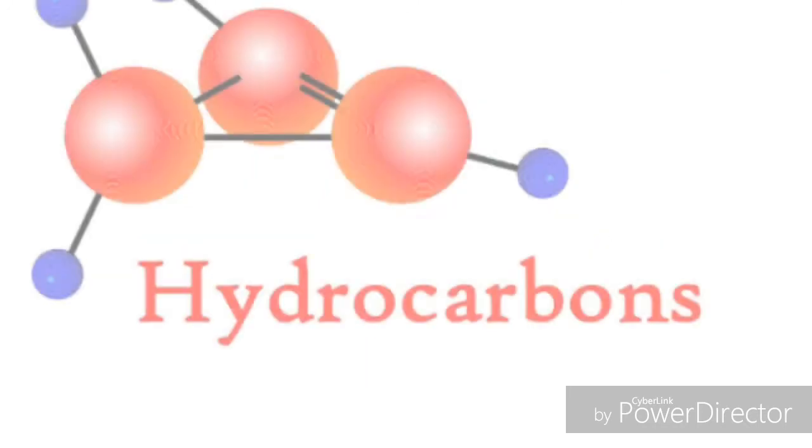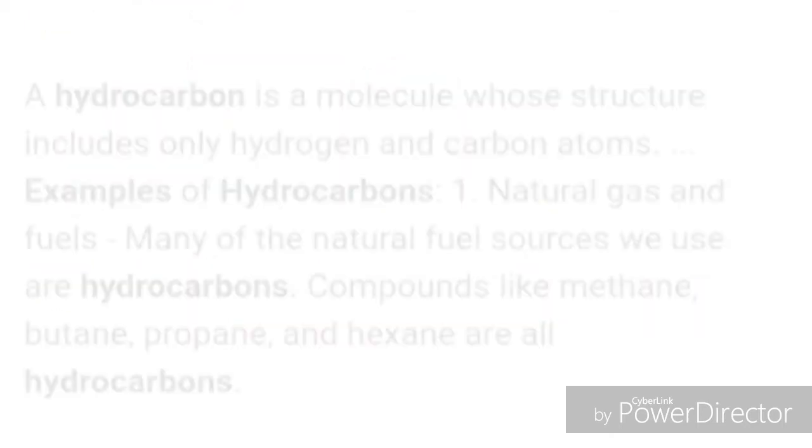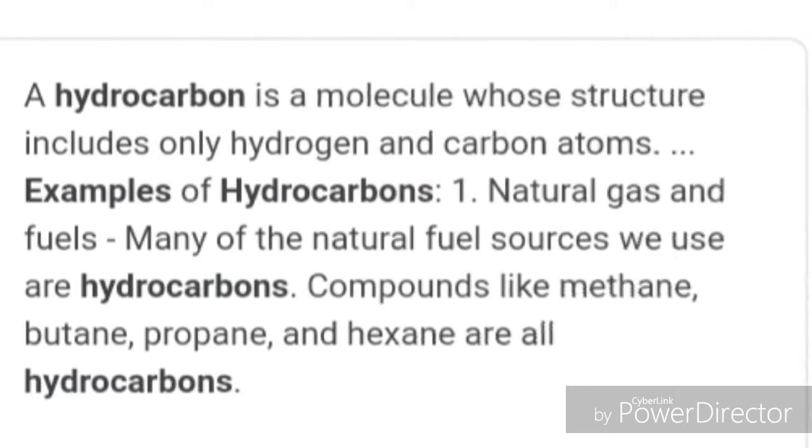In carbon and its compounds, today let us learn about an interesting topic, hydrocarbons. A hydrocarbon is a molecule whose structure includes only hydrogen and carbon atoms. Examples of hydrocarbons: natural gas and fuels. Many of the natural fuel sources which we use are hydrocarbons. Compounds like methane, butane, propane, and hexane are all hydrocarbons.